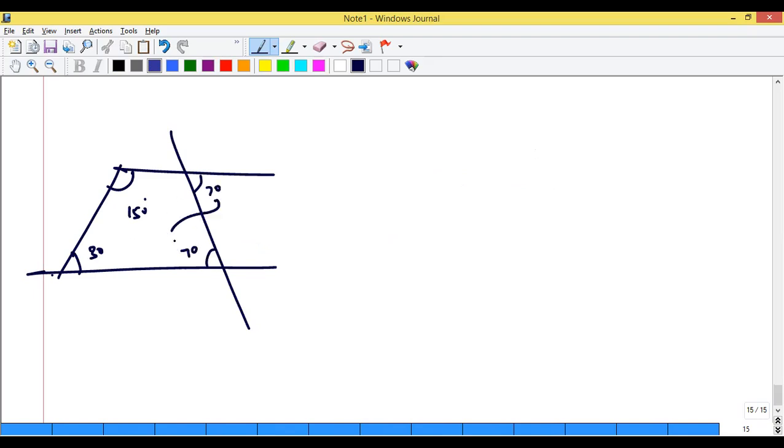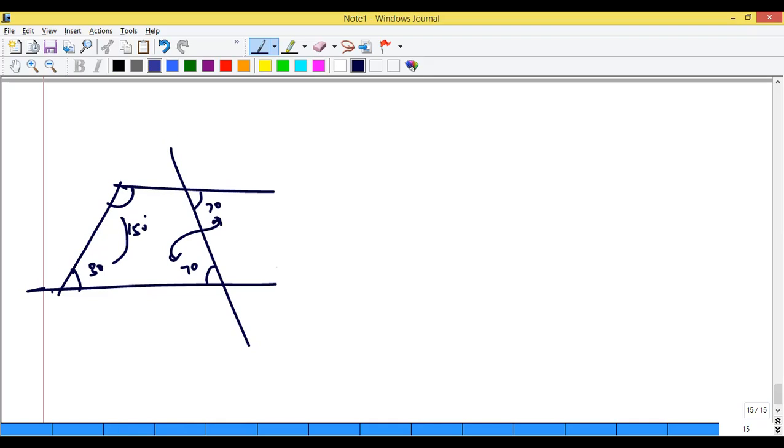These are alternate interior angles. These are one side interior angles. One side interior angles sum is 180. Alternate interior angles are the same. Right? Okay.